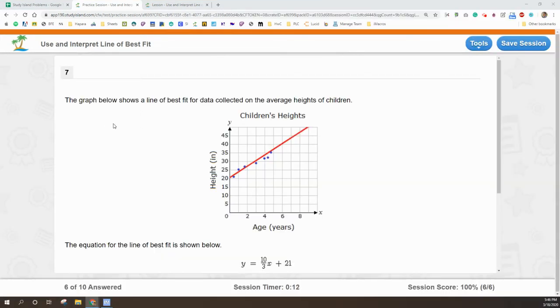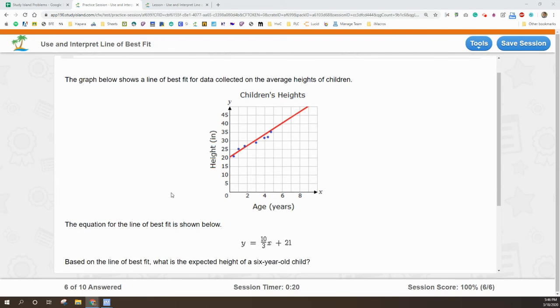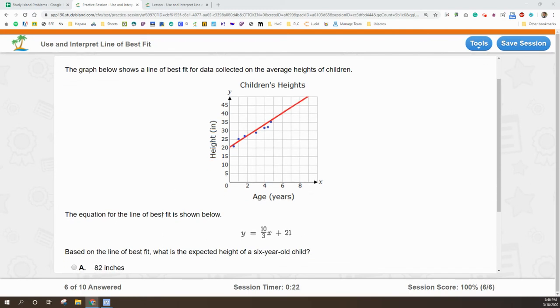Number 7, the graph below shows a line of best fit for data collected on the average heights of children. So here's our line. Let's jump right into the question. The equation for the line of best fit is shown below. Based on the line of best fit, what is the expected height of a 6-year-old child?